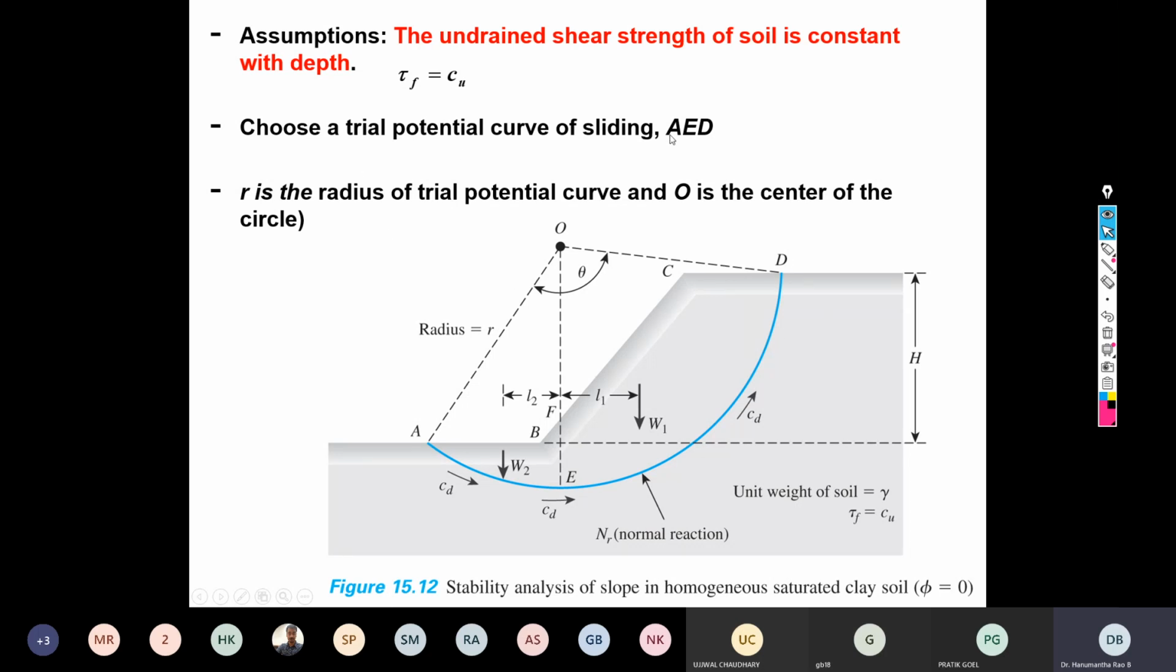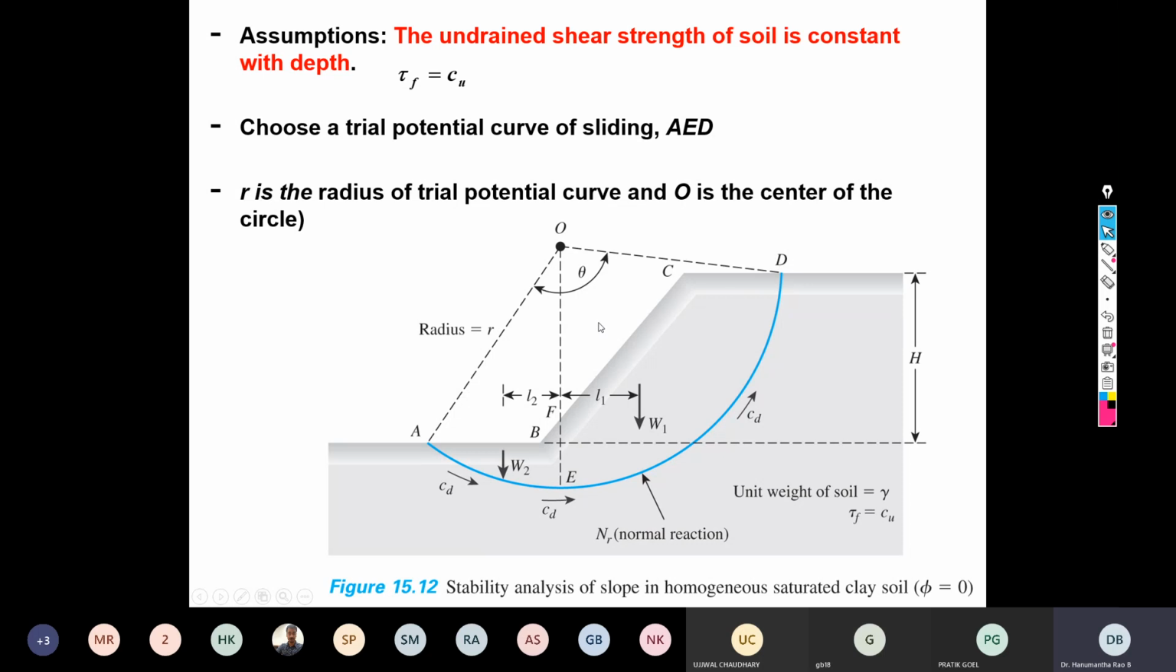Choose a trial potential curve of sliding AED. Initially we are choosing some trial slip surface. R is the radius of the trial potential curve and O is the center of the circle. Just understand that R is the radius of the circle, O is the center of the circle, and theta is the angle made between OA and OD. OA connects the center of the circle to one end of the arc, and OD is the center of the circle to the other end of the arc.